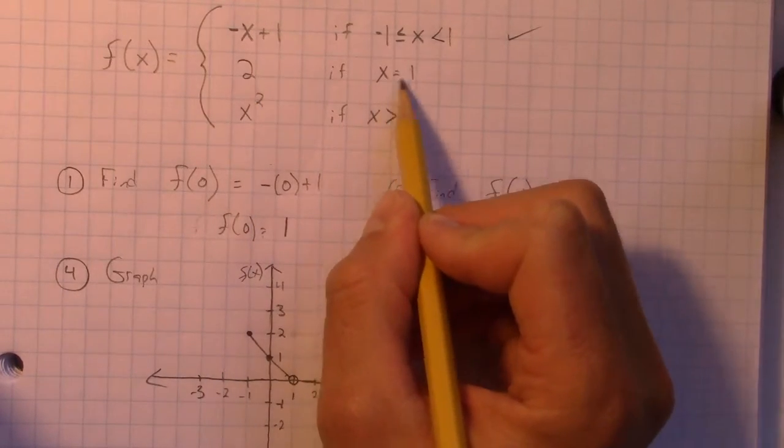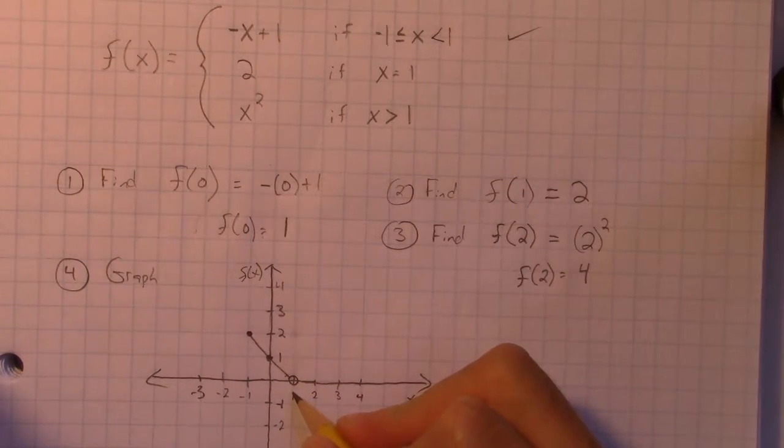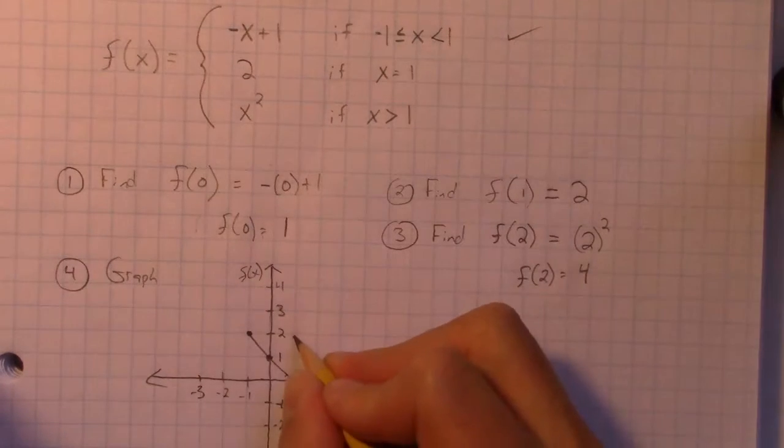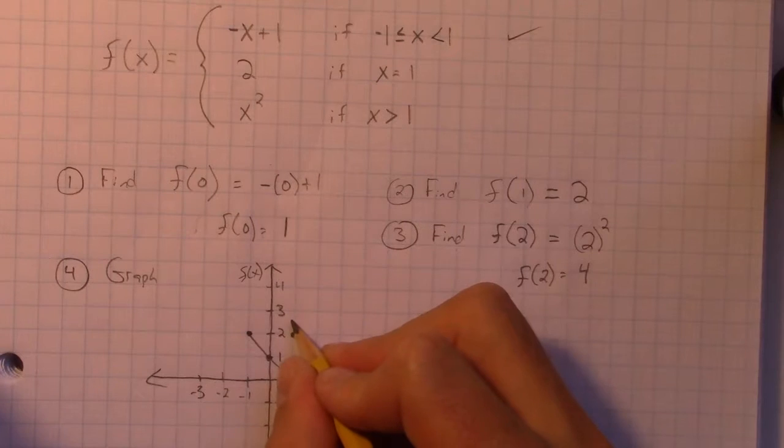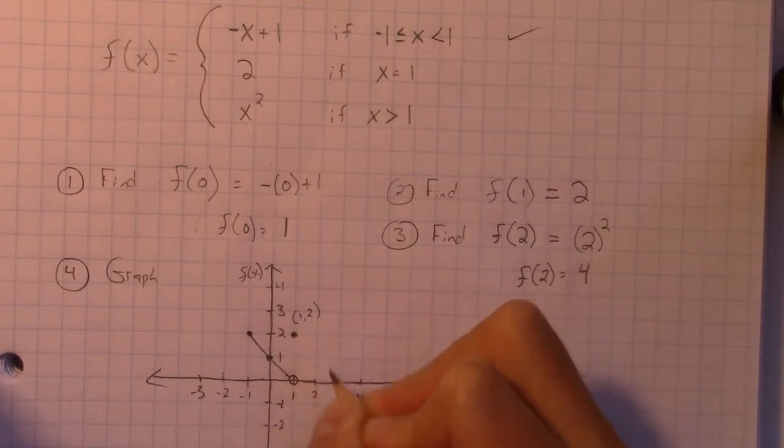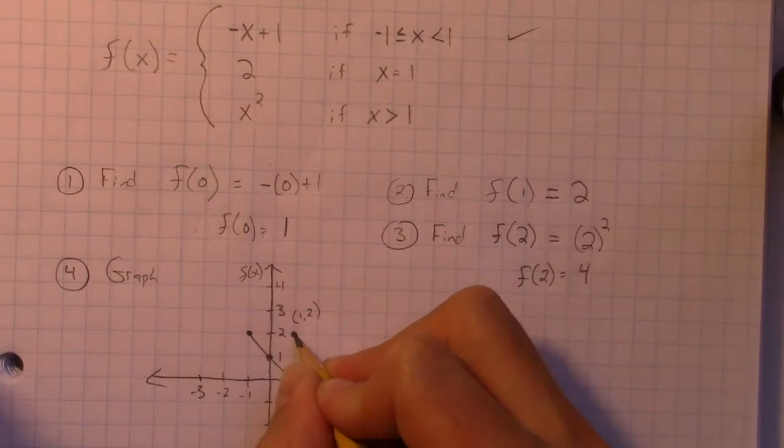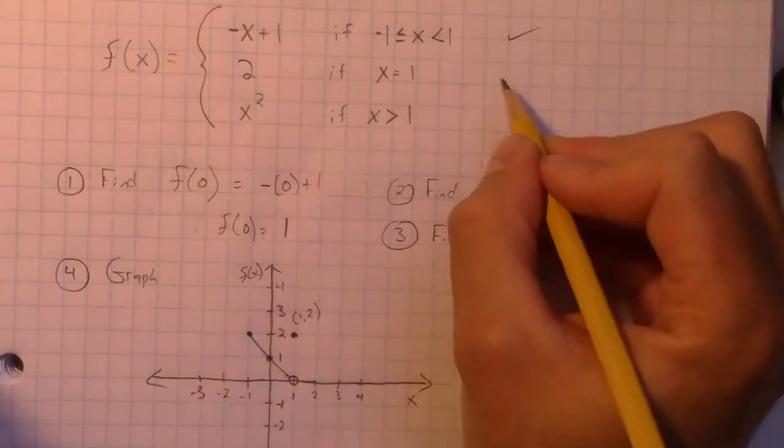So at x equals 1, remember we have an output of 2. So that's just a point. That's just the point (1, 2), right? That's that point right there. Okay. So that's that, and then the last bit, I mean that was easy, that's done.